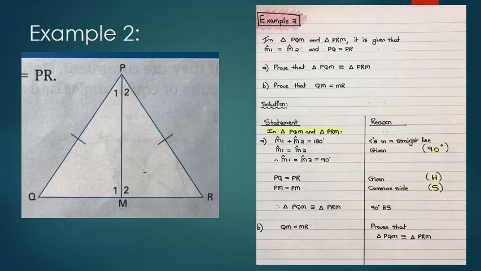Okay, example 2. They say to you in triangle PQM and triangle PRM, it is given that M1 is equal to M2 and PQ is equal to PR. Okay, so first of all, they ask you to prove that triangle PQM is congruent to triangle PRM. Okay, so you're going to always start with in triangle PQM and triangle PRM, the following I see.